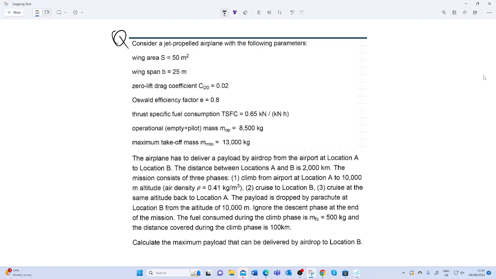The payload is dropped by parachute at location B from the altitude of 10,000 meters. Ignore the descent phase at the end of the mission. The fuel consumed during the climb phase, MFC, equals 500 kg, and the distance covered during the climb phase is 100 km. Now, calculate the maximum payload that can be delivered by airdrop to location B.